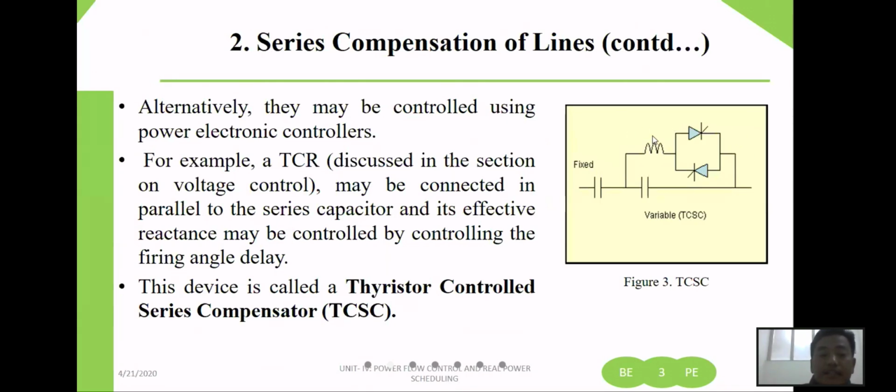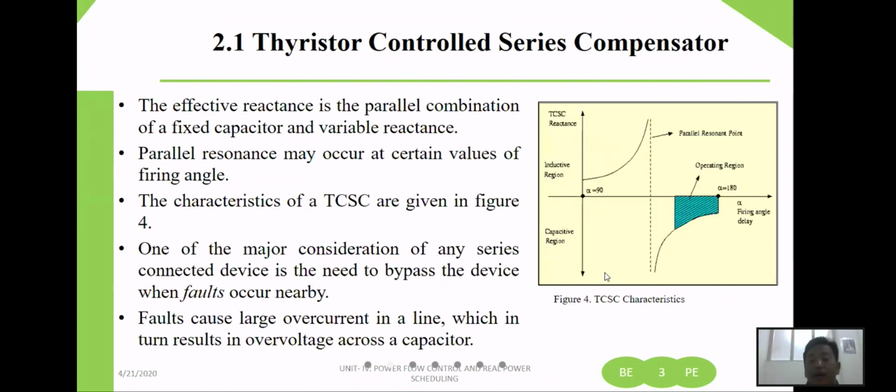A TCR can be connected in parallel with the series capacitor. The series capacitor is already connected in the line, so you connect this TCR in parallel, and then we can control. This device has been named thyristor controlled series capacitor. Now how does it function? The thyristor controlled series compensator, or capacitor. In such a case, the main thing is we have to reduce the effective reactance. If you reduce the effective reactance, more power will flow, right?